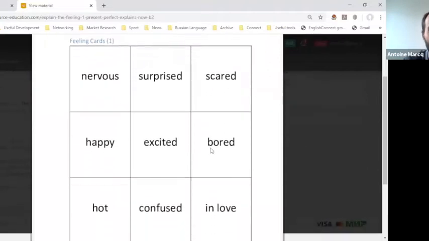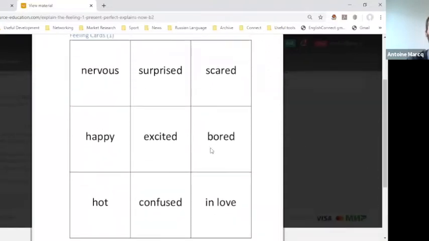There you go. So in this one, for example, you have nervous, surprised, scared, happy, excited, bored, hot, confused, in love. Aww. Let's try that one as an example. Let's say I'm the student, I picked that last card, in love.